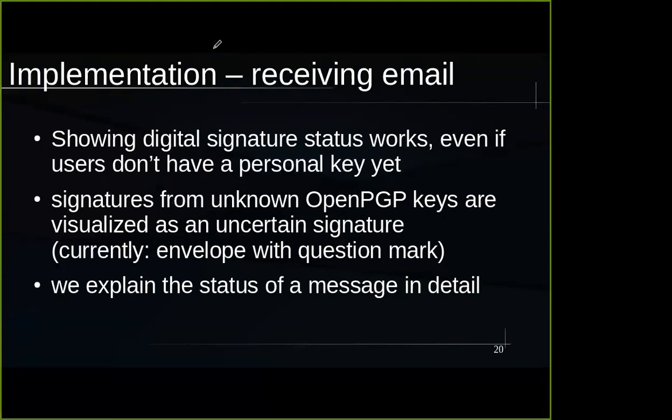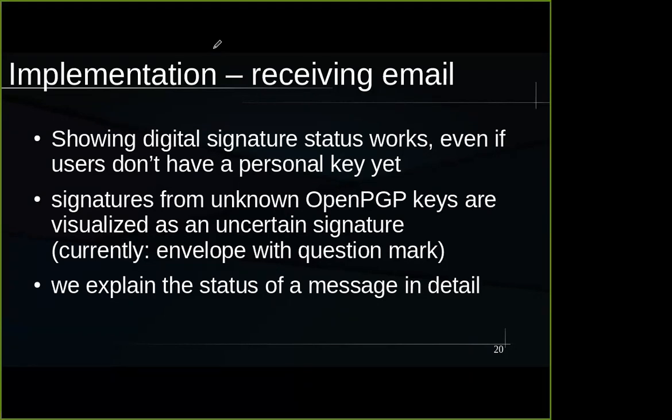So when you receive an email, we already show the digital signature status. That works even if you haven't configured a personal key yet. If it's an unknown key, there will be a special symbol that shows an uncertain signature. I will briefly give a demo that will cover some of these details, but let's go quickly through it from a high-level description point of view.